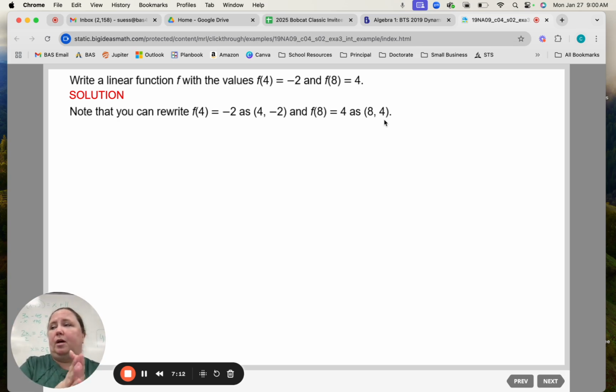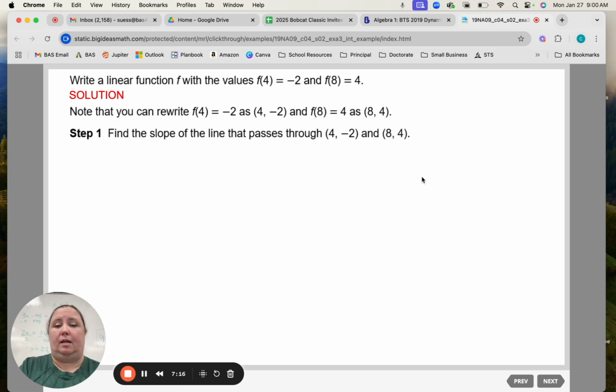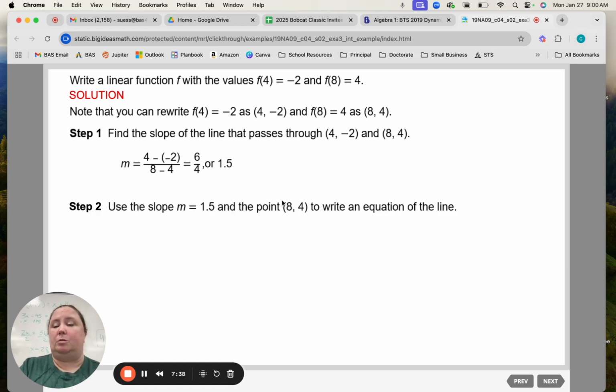So y2 minus y1 over x2 minus x1. So I would do 4 minus a negative 2 over 8 minus 4. Two negatives make a positive. So 4 plus 2 is 6. And then 8 minus 4? 4. So 6 over 4 reduces to 3 halves. Leave it as 3 halves. 1.5 is annoying. 3 halves is better. It's not incorrect.